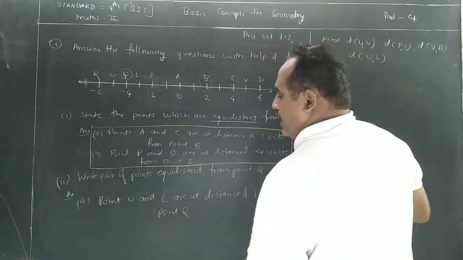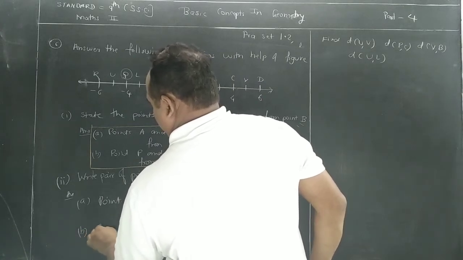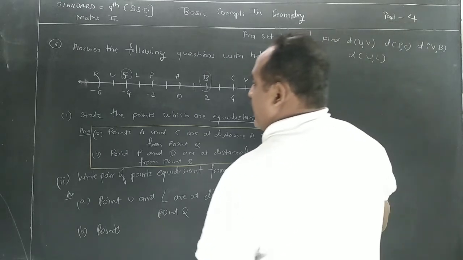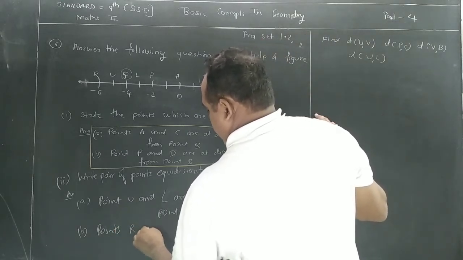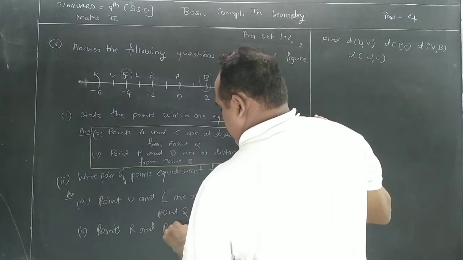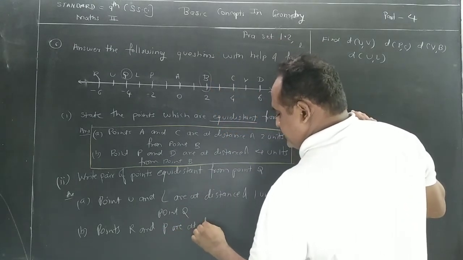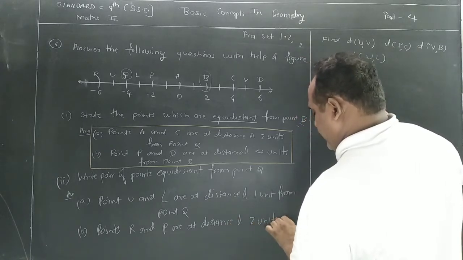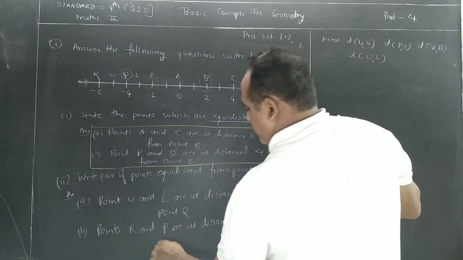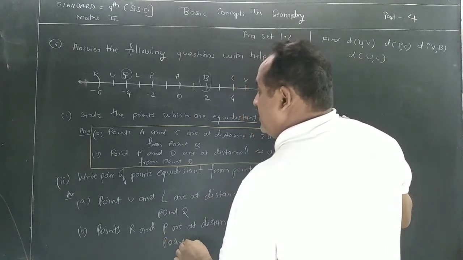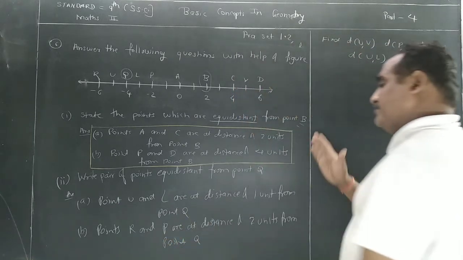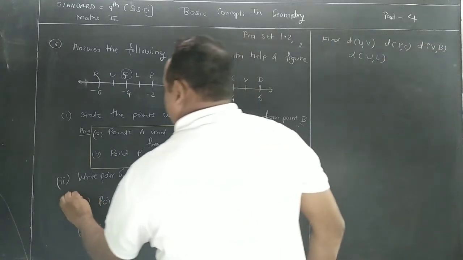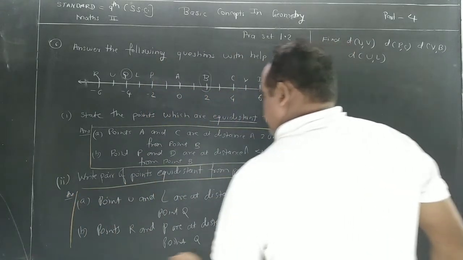and the second one, points R and P. Points R and P are at a distance of 2 units from point Q. So this is a simple question, but you should know how to write the answers. This way you have to write.